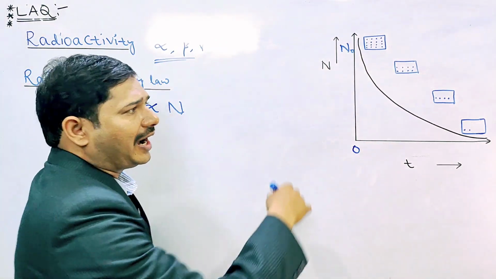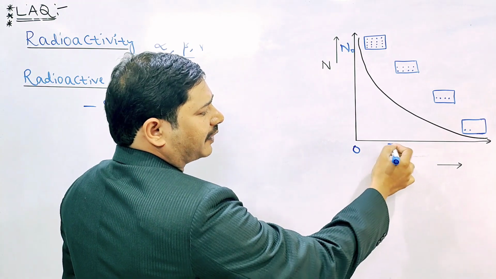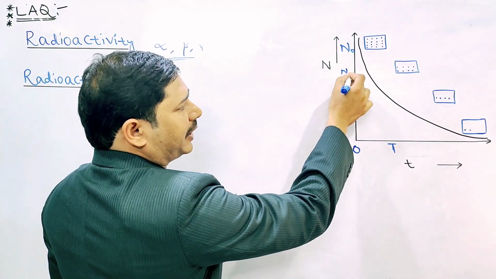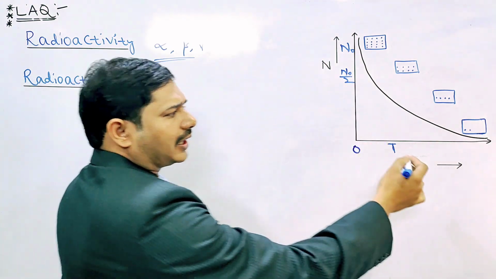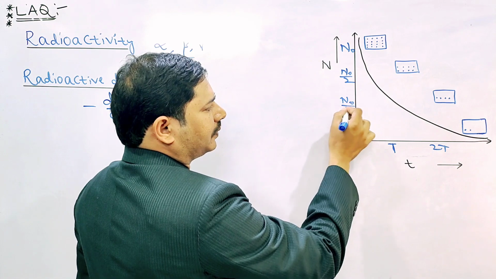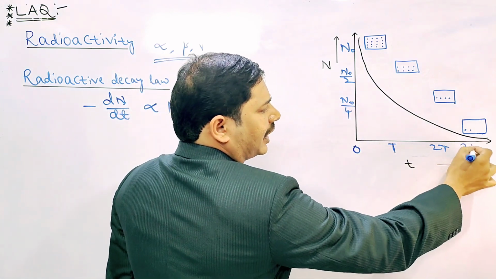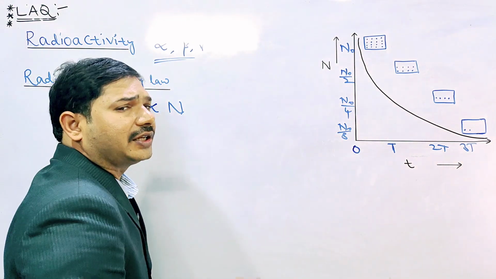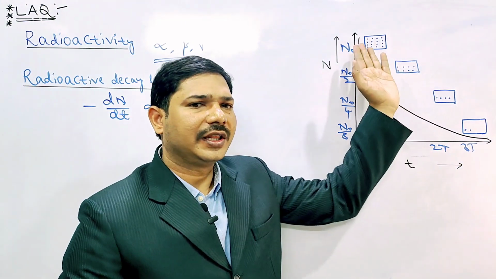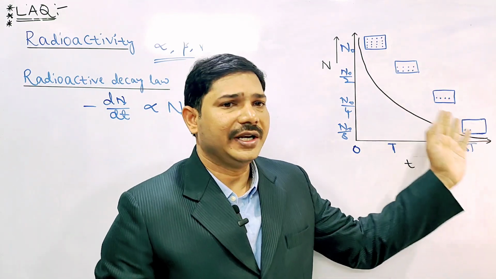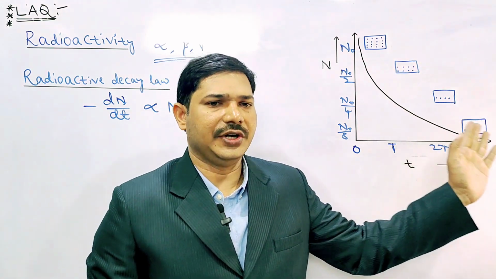N naught. As time passes, what happened after one half life? This N becomes N naught by 2. And after another half life, the second half life, N becomes N naught by 4. And after another half life, the third half life, that is N naught by 8. As time passes, the number of atoms in the nuclei is disintegrating, or reducing.